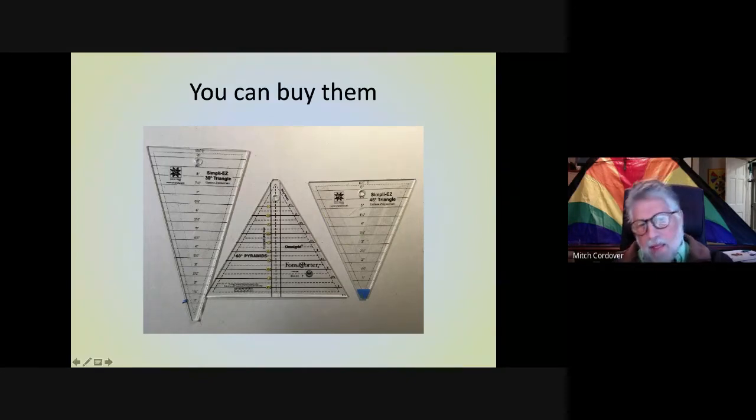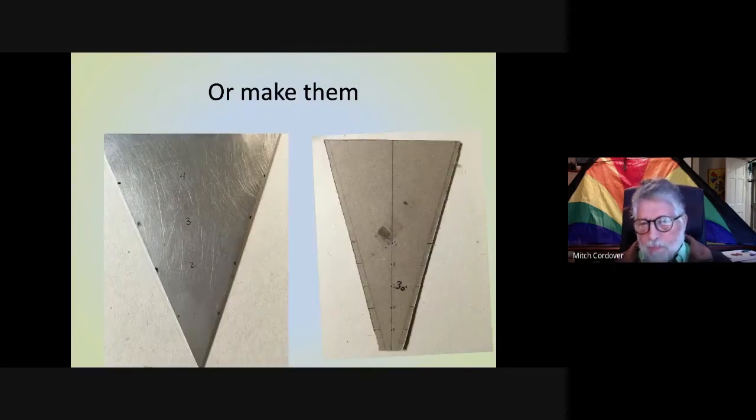And I like these see-through ones. It's important to have these horizontal lines on them because when you line it up to cut them, you don't want a skewed triangle. You want a perfectly symmetrical triangle. So you can buy them, and they're pretty cheap, and they're light. And these plastic ones work good with a rotary knife. Or you can make them.